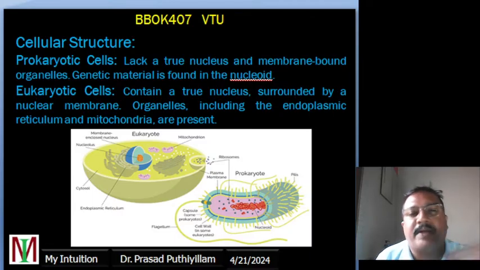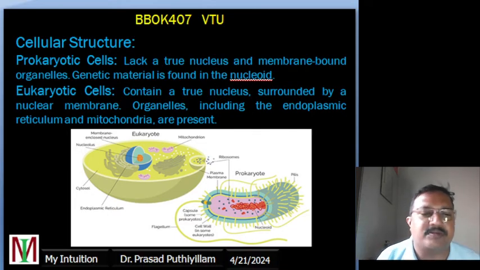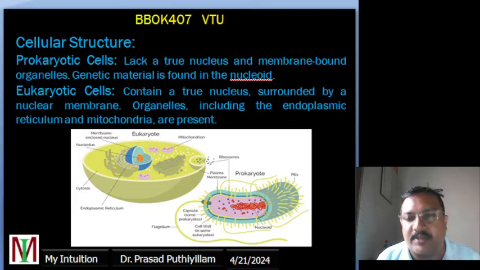So there is no separate compartment for each organelle. They are all in a single room. Okay, and they are very small. The total room size is also very small. We call it a prokaryotic cell. The genetic material is found in the nucleoid. You can see the genetic material which is present here, reddish brown color, the nucleoid. The nucleoid is a specific region within the cytoplasm where we can find the DNA.